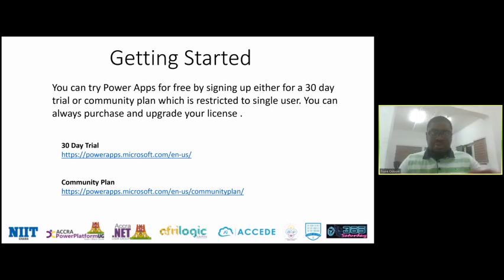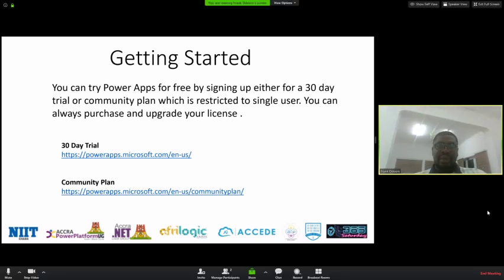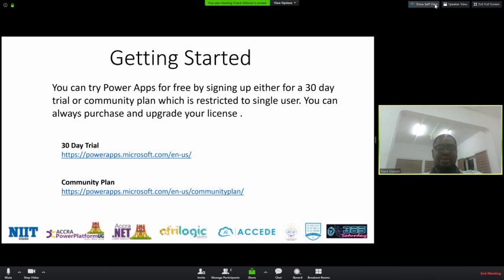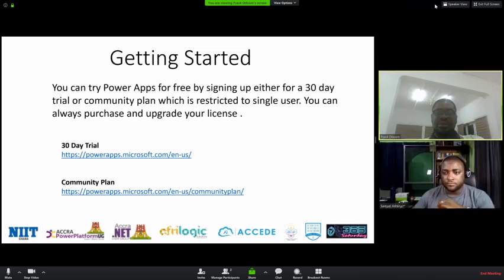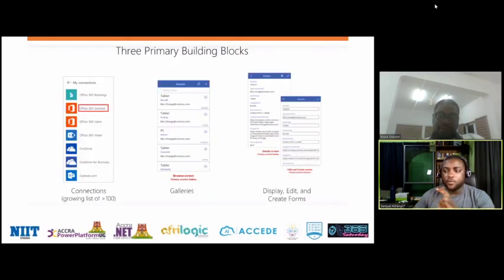So getting started, how do you start? Someone was talking about the community plan. You can sign up for a community plan, which gives you single user access. It comes with a little bit of restriction though, or you can go for the 30-day trial. That's using Power Apps on Microsoft.com/en-us. You can get access to a 30-day full trial, having all the features. You can share apps across, and so on. We'll take a look at these portals when I start.